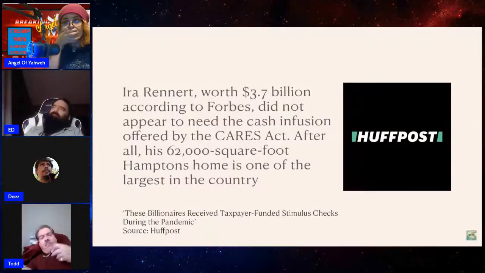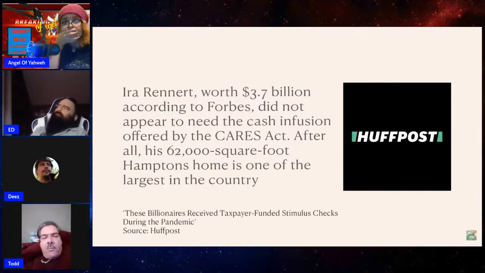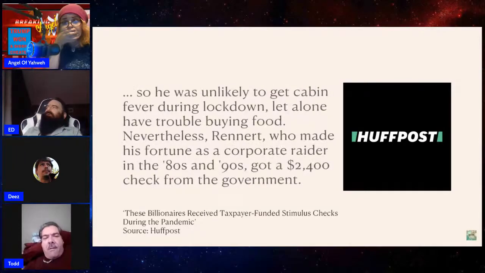Surely a good thing. Ira Renner, worth $3.7 billion according to Forbes, did not appear to need the cash infusion offered by the CARES Act. After all, his 62,000 square foot Hamptons home is one of the largest in the country, so he was unlikely to get cabin fever during lockdown, let alone have trouble buying food. Nevertheless, Renner, who made his fortune as a corporate raider in the 80s and 90s, got a $2,400 check from the government. That's ridiculous.